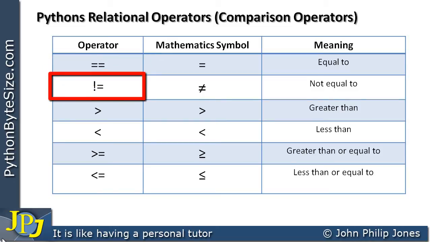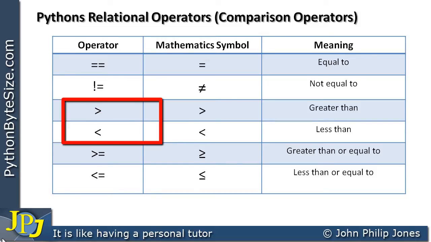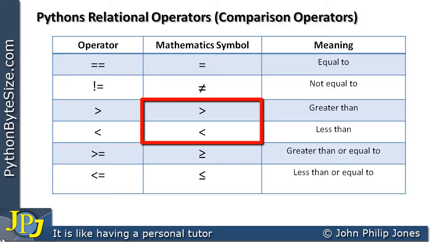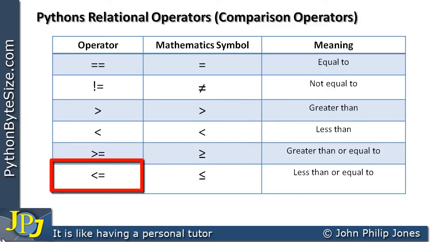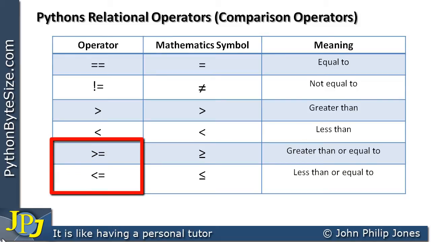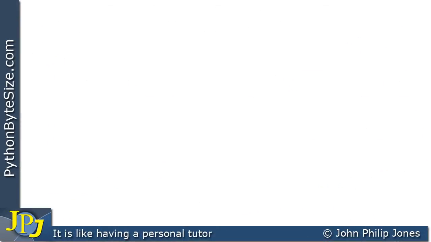Now this symbol means not equal to, and we can see that too is different to the mathematical symbol. This one is greater than, this one is less than. We can see they're identical to the equivalents in the math symbols for the same thing, and here we can see greater than or equal to, and this one is less than or equal to. And with these two, I wish to stress again, there is no space between each of the symbols. Let's have a quick look at how these particular relational operators are used.